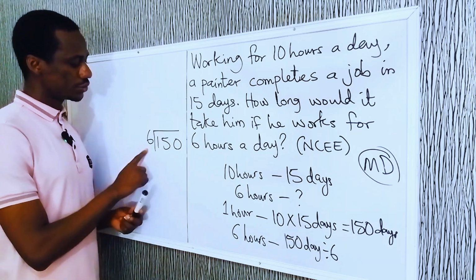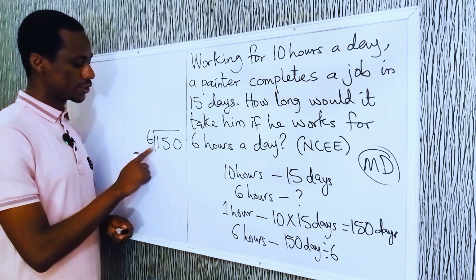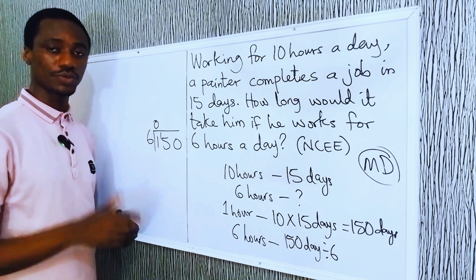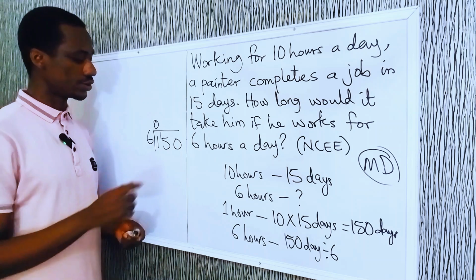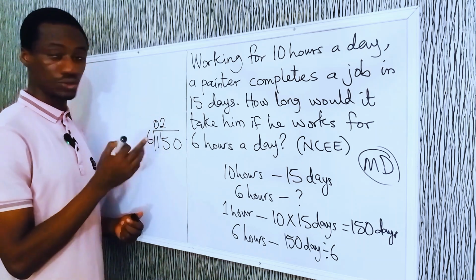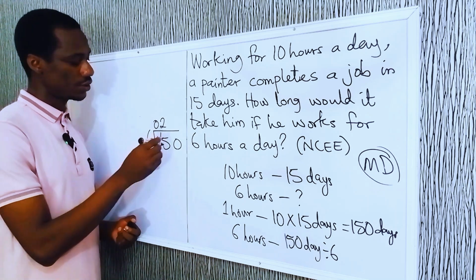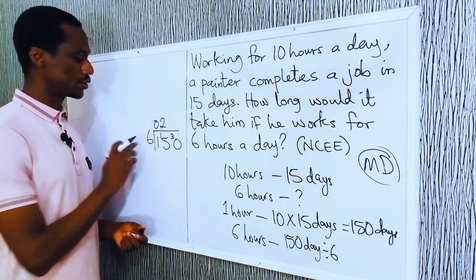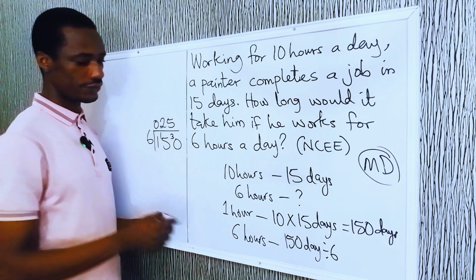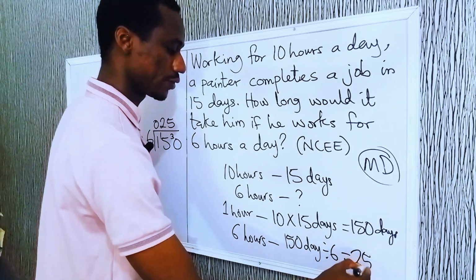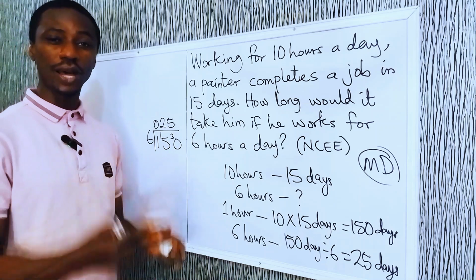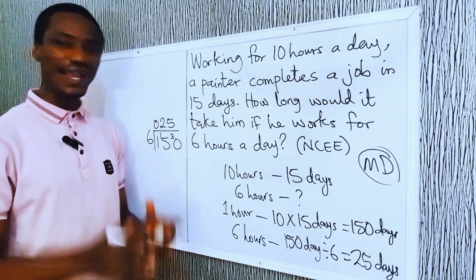Okay, so 6 in 1, we take it one by one. 6 in 1 is 0, remainder 1, and then 6 in 15. What's the closest multiple of 6 to 15? That's 12. So 6 in 15 is 2, because 6 times 2 is 12. Take away 12 from 15, you have 3. And then 6 in 30 is 5. So the answer is 25. Working 6 hours per day, it will take him 25 days.